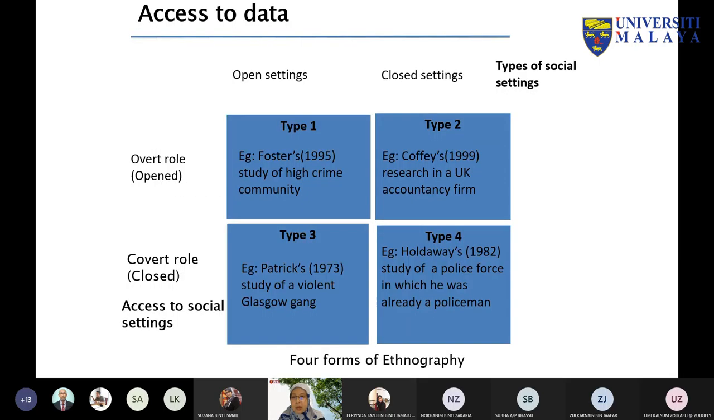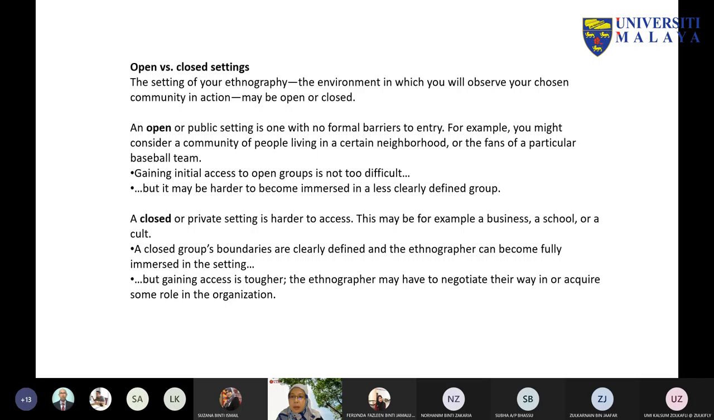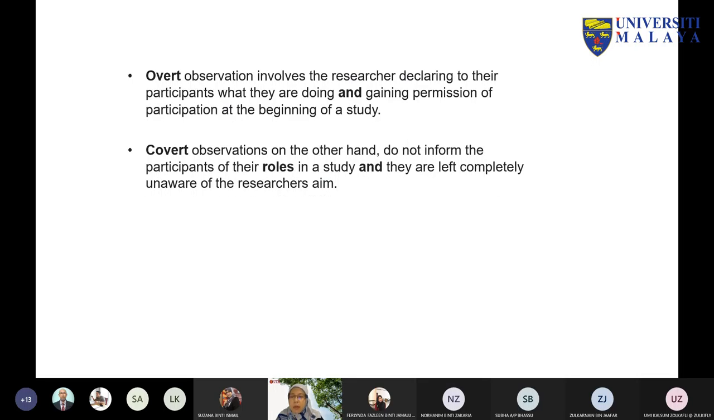Closed setting means you cannot go into the phenomenon unless you have access. That is a closed setting. It is private and harder to access, while open is easy to access. So this is an open setting, like a high crime community or a Glasgow gang. But if it is the police, you cannot access it, so that is a closed setting.